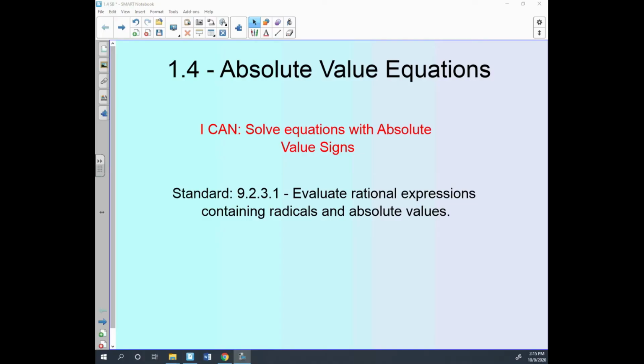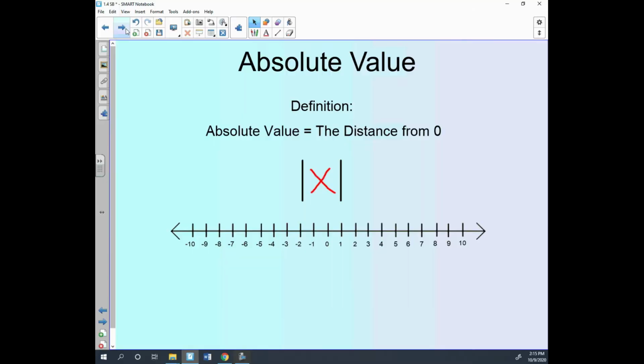All right, welcome to our second installment of 1.4 absolute value equations. Okay, real quick. Yesterday we talked about that absolute value is the distance from zero. Okay, and it has these two bar things, and distance can never be negative.